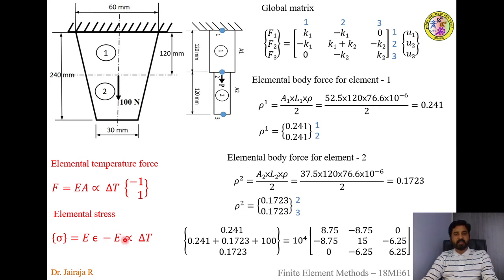If the temperature difference is given, then we need to find the stresses. We need to consider the temperature stress, which is E into alpha into delta T. So the total stress sigma is equal to E into epsilon minus E alpha delta T.